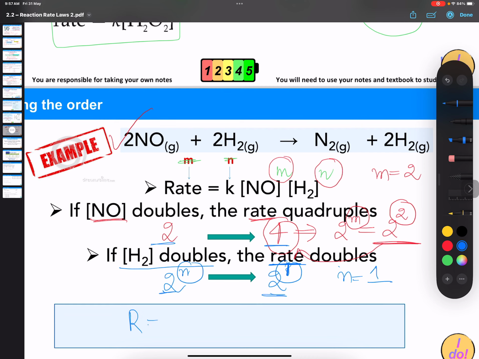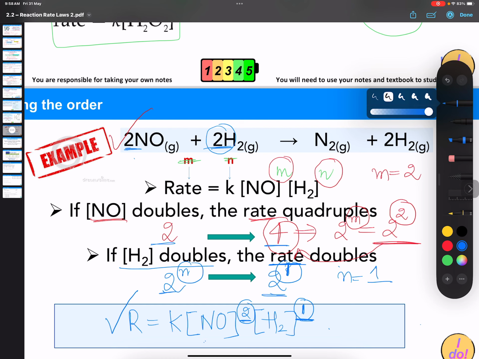So rate is equal to k, NO, substitute the values. H2 raised to the power 1. So the overall order is 3. Clear? This is the rate law for this reaction. Now you can see here the NO coefficient and order are the same, but the hydrogen coefficient and hydrogen order are not the same. So they may or may not be the same or related.